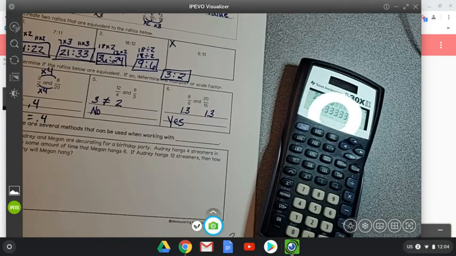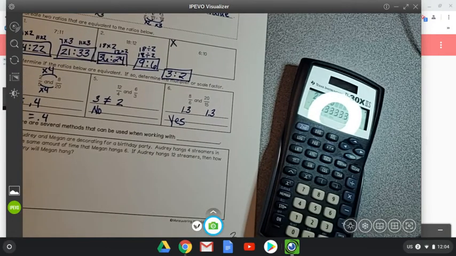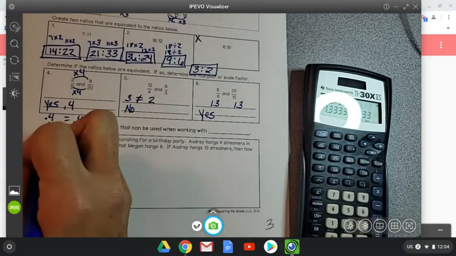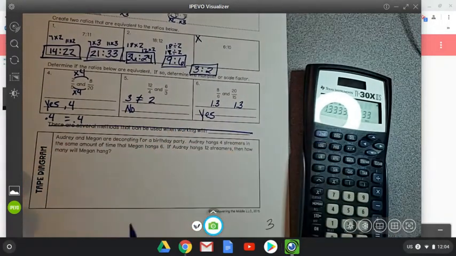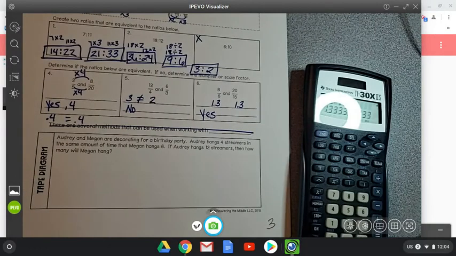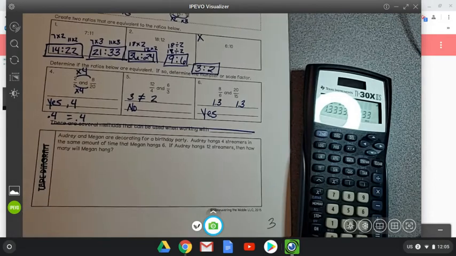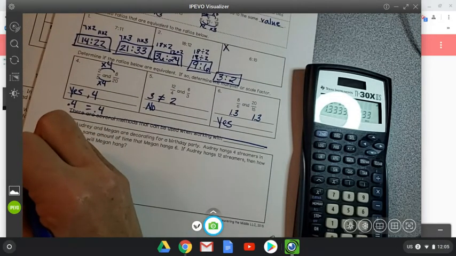Let's move on to the next topic. We are only going to learn one method on working with ratios. There are lots of different ways to do this, but we are going to learn one method. And I think it already says this in your notes. We're going to do tables.